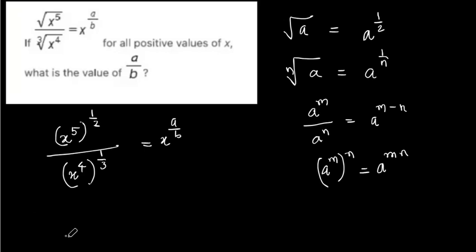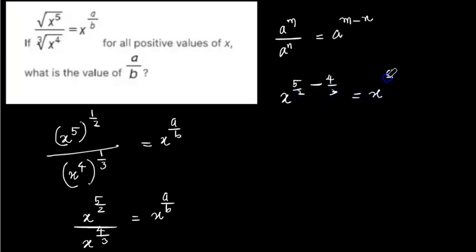So here I can make it x to the power of 5 over 2. 5 times 1 over 2 gives me 5 over 2. And then x to the power of 4 over 3 on the bottom. That is equal to x to the power of a over b. So again, using the result of division, that is a to the power of m divided by a to the power of n gives you a to the power of m minus n. So using that, I can rewrite this as x to the power of 5 over 2 minus 4 over 3 is equal to x to the power of a over b.